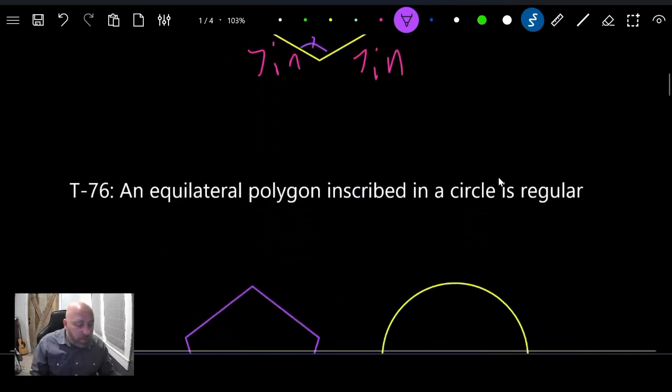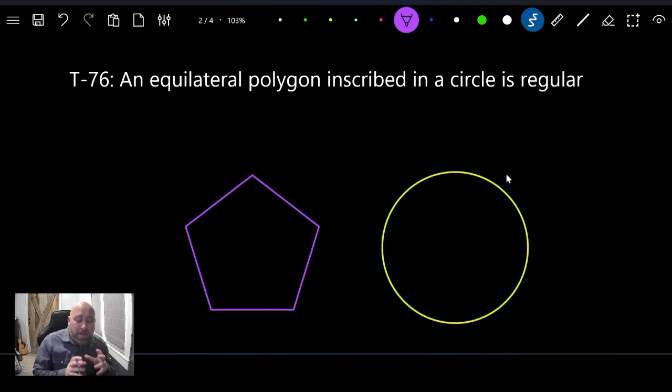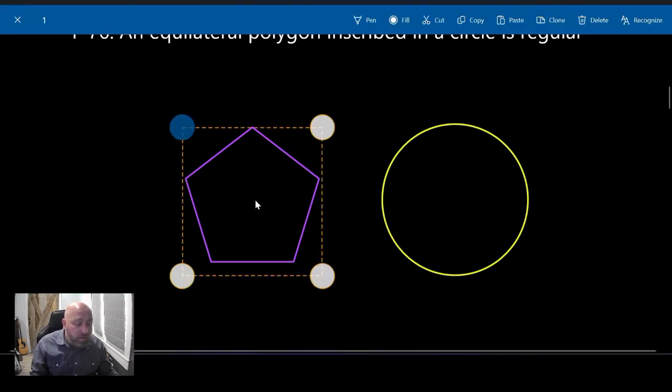All right, you can look down in your book at theorem number 76. An equilateral polygon inscribed in a circle is regular. So if we can take a polygon and put it inside of a circle, and it touches all of the spots, so if all of these angles right here touch the circle, if it's inscribed, what does inscribed mean? It means that it's touching on all of its vertices. So if every vertex in this 5-sided shape, this pentagon, is touching the circle in every location, then we know that it's going to be regular.